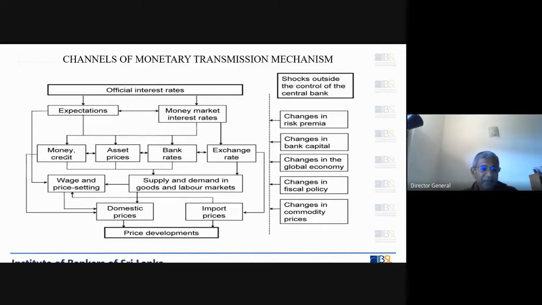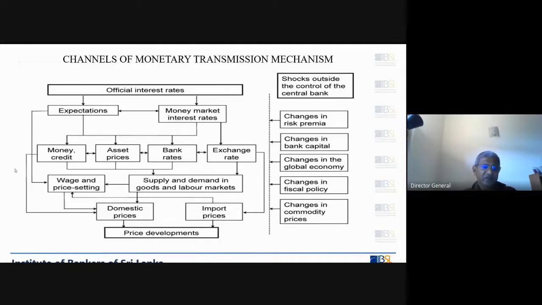Then what happens? You can see, up to this point, we see operations are within the financial sector. Central bank, of course, these expectations are coming from the people's side, and the money market is in the financial system. All these are in the financial system. What about this? Wages and price settings. Wages are in the labor market. So now we are shifting from here to the real sector. Supply and demand in goods and labor markets. These are the real sector. We can draw a line here.